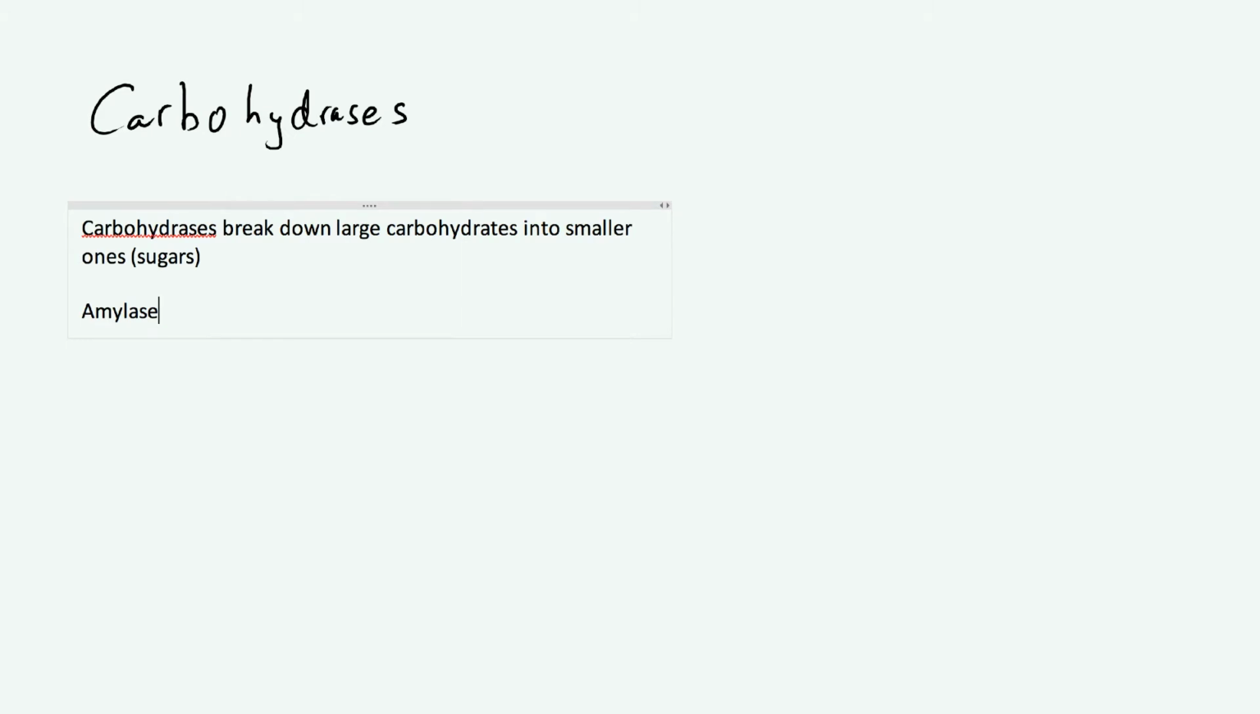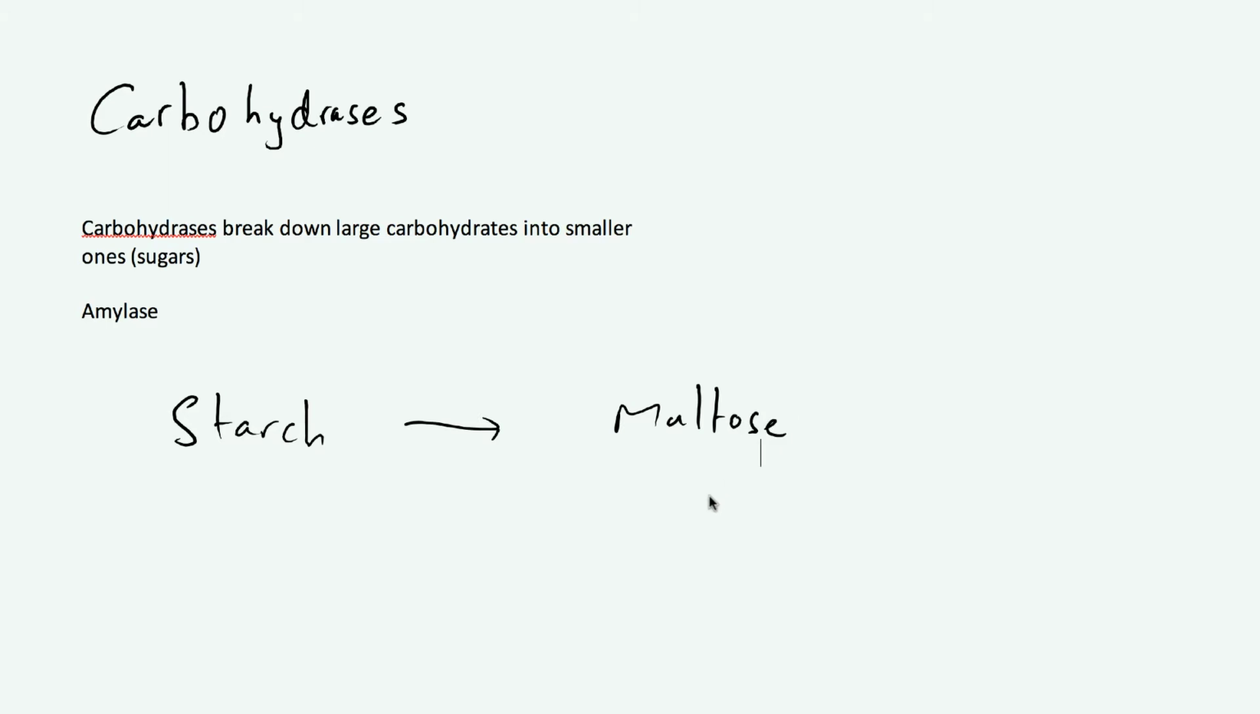Amylase breaks down starch into maltose. Now, this may be confusing to you because you've always learned that starch is the storage molecule for glucose. So why is it broken down into maltose? Well, maltose is actually just two glucoses joined together. So you actually are breaking it down eventually into glucose, but maltose is the product when you break down starch initially.